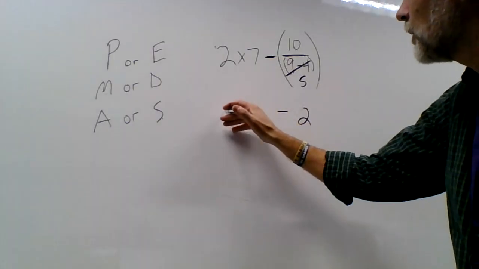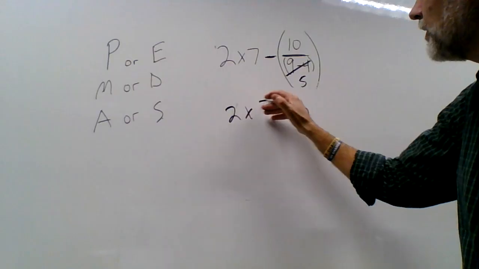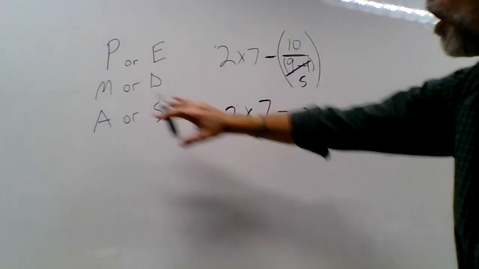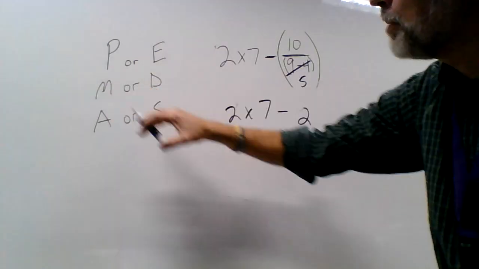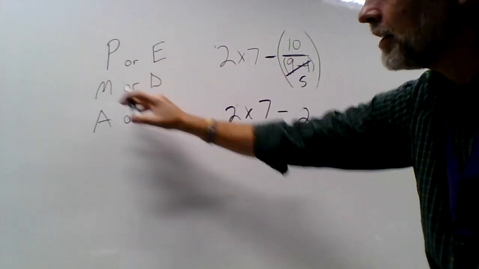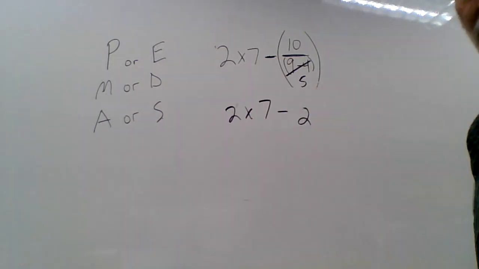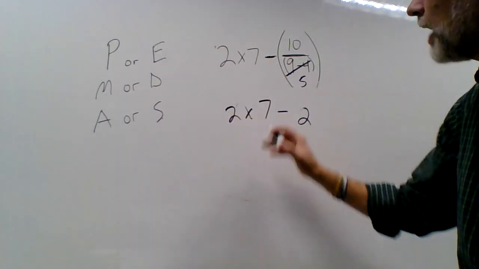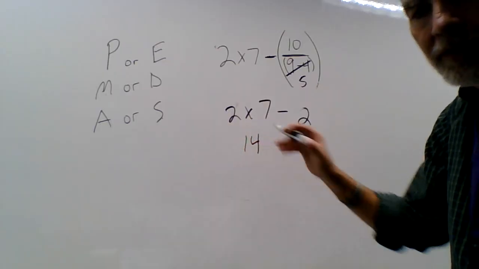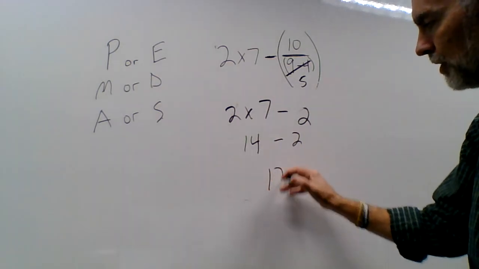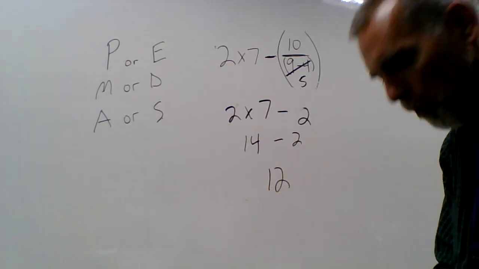And then here now we're left with 2 times 7 minus 2. Now, if you remember PEMDAS, multiplication is always going to be before subtraction because they're not partners. So we don't just go left to right. We're always going to multiply before we subtract. So 2 times 7, which of course is 14. And then we're left with minus 2. And 14 minus 2, your final answer is 12.